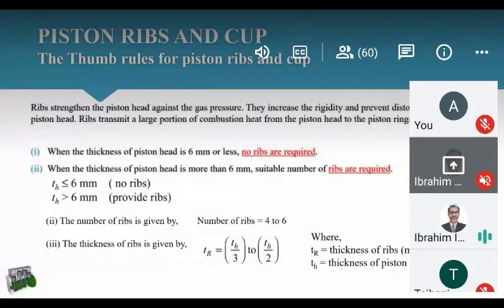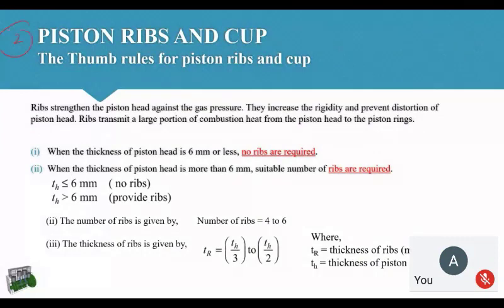The step number 2 is the piston ribs and cup. See, ribs, as you know very well from engineering drawing and machine drawing as fundamental learning, are basically used to provide more and more strength to the structure. So in this case, whether the piston must have ribs or not is also decided.